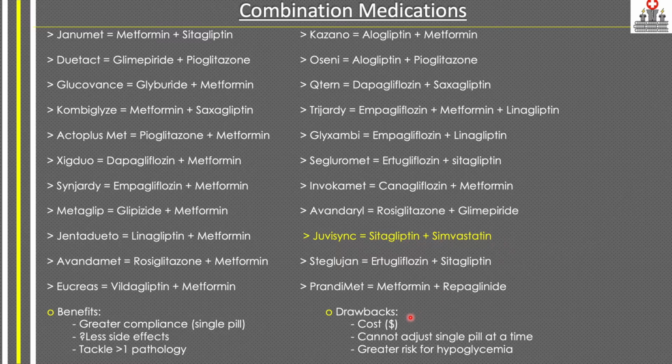The drawbacks, of course, combination pills are more expensive. If you need to adjust one of the various pills, you can't. Unfortunately, the dose changes affect all pills. And there's a greater risk for hypoglycemia, of course, when you're combining these pills and you can't adjust the individual dosages. Now let us go on to the case studies.